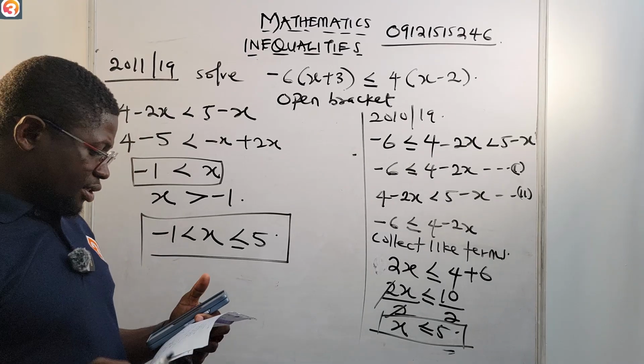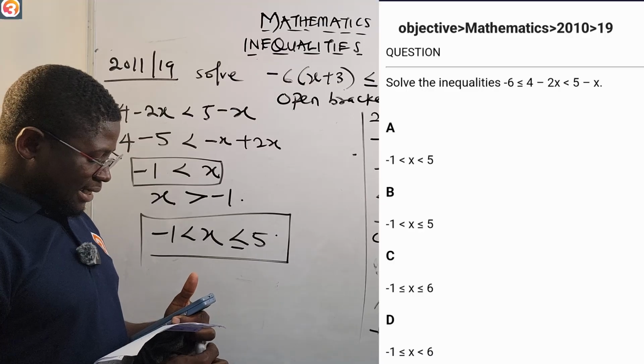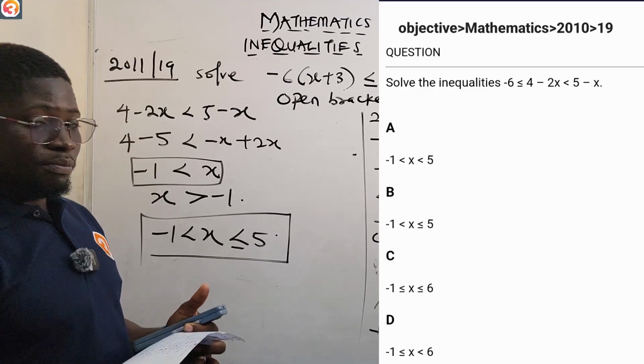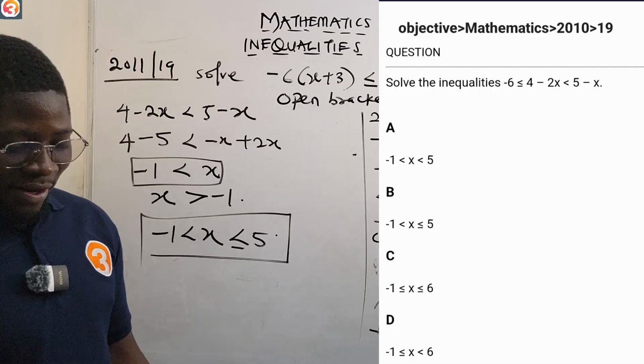So let us see the options. Let's look for the one that has minus 1 less than x less than or equal to 5. Option B. Option B is very correct. All together. Hope you are following. All right, that is very good.